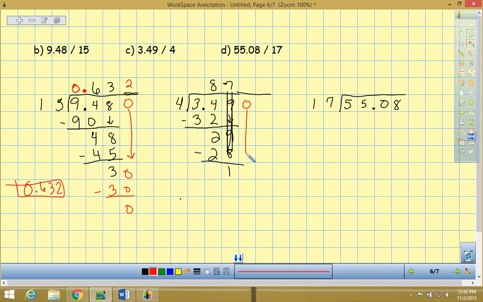Okay, if I add a 0, and I'm going to switch colors, add a 0 and I bring this down, right? How many times can 4 go into 10? Twice. What's 2 times 4? 8. What's 10 minus 8? 2. Do I still have a remainder? Yes, I'm going to add another 0 and bring it down. How many times can 4 go into 20? 5. 5 times 4 is 20. I'm adding zeros until this looks perfect, guys.